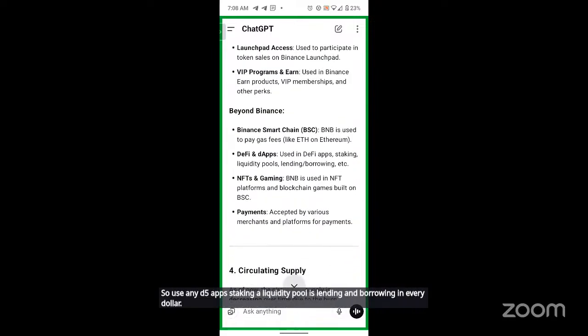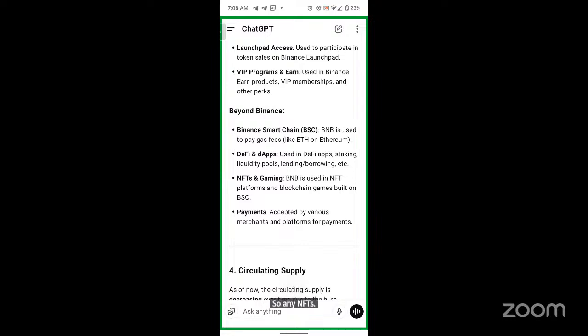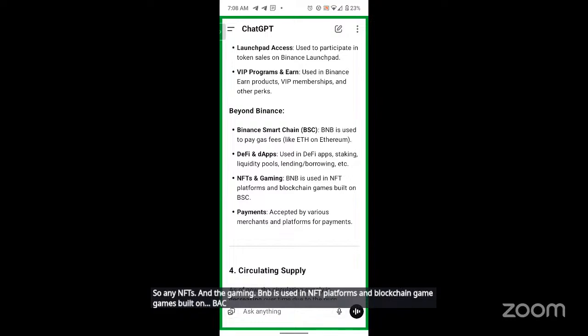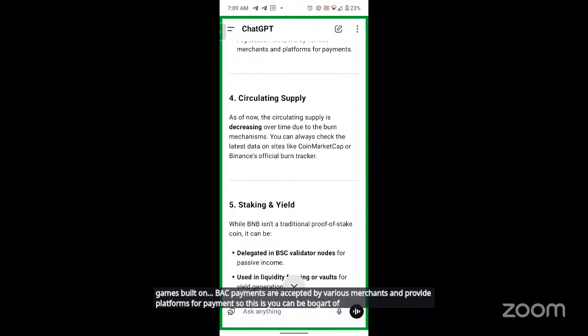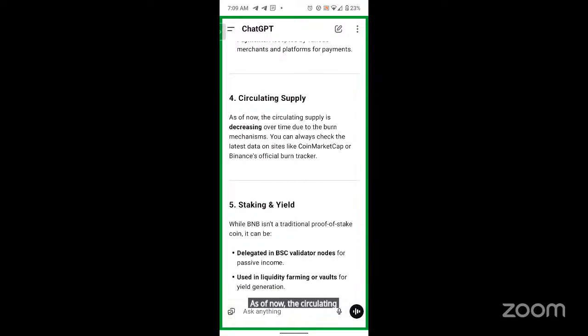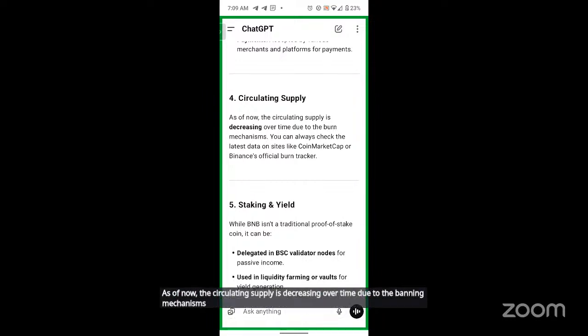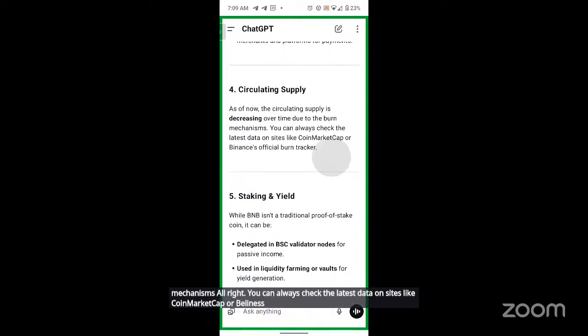So you get the NFTs and gaming. BNB is used in NFT platforms and blockchain games built on BSC. Payments are accepted by various merchants and payment platforms. So this is it, BNB. Regarding the circulating supply of BNB, as of now the circulating supply is decreasing over time due to the burn mechanism. You can always check the latest data on sites like CoinMarketCap or the Binance official burn tracker.